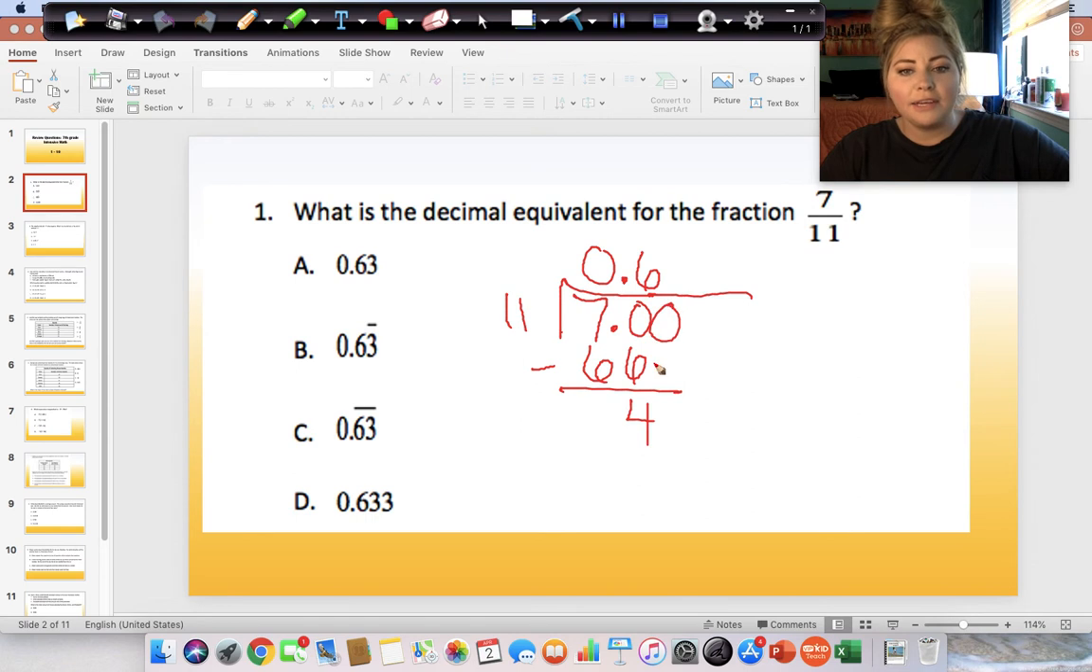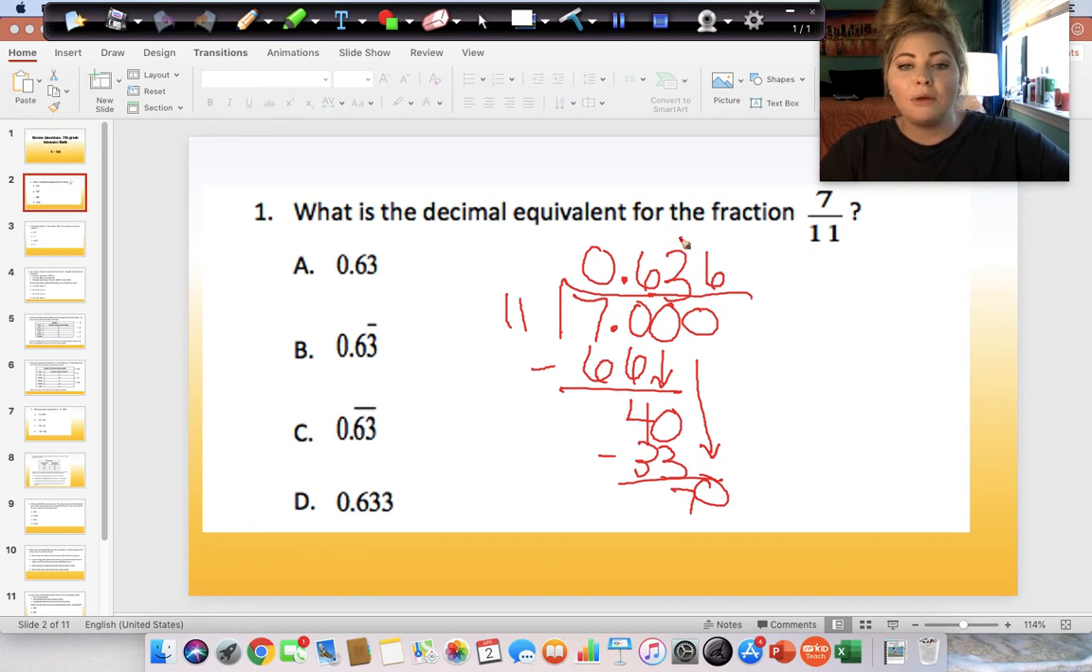We're going to annex another 0 and bring it down. 11 goes into 40 3 times. 3 times 11 is 33. Subtract and we get 7. We're going to annex another 0 and bring it down just to make sure. And 11 goes into 70 again 6 times. So you will see that this will start repeating itself.